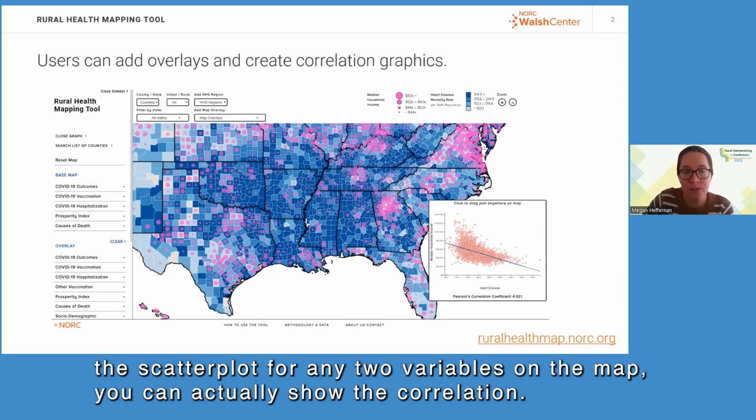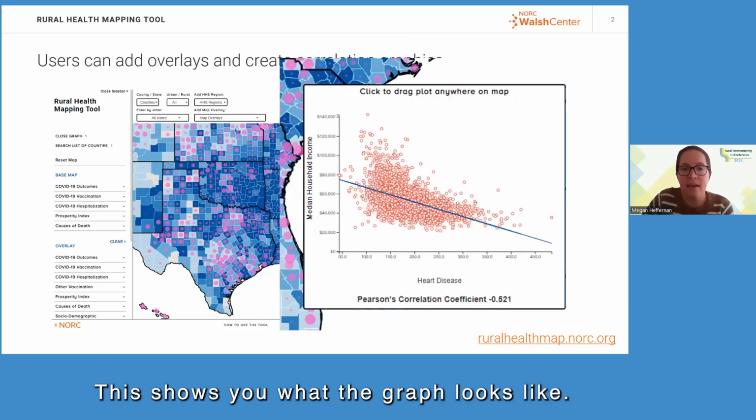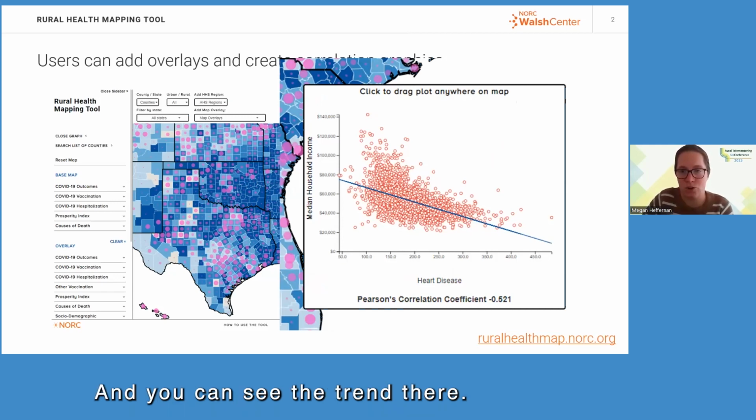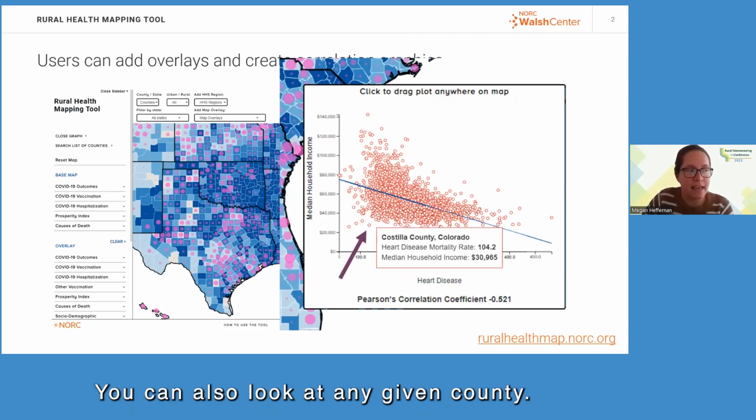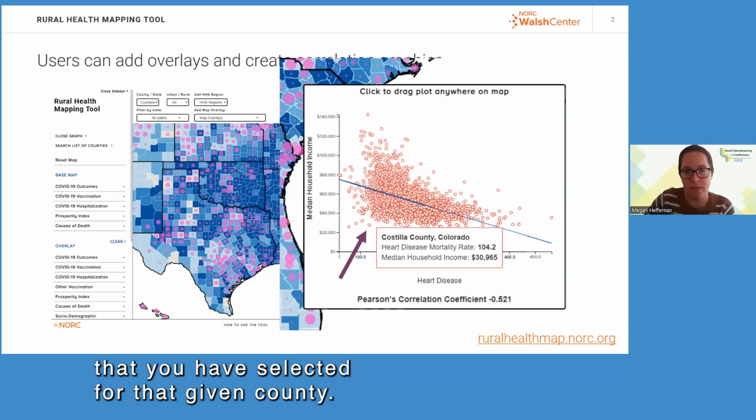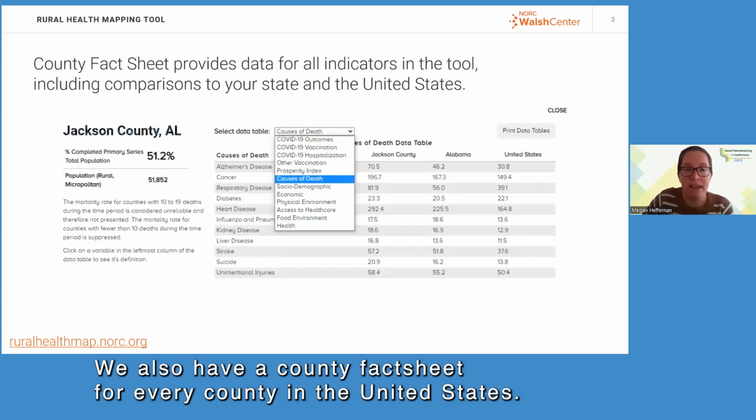For any two variables on the map, you can actually show the correlation. So I'll zoom in here a bit. This shows you what the graph looks like. So again, it compares median household income and heart disease, and you can see the trend there. You can also look at any given county. So if you hover over one of the counties, it will show you the data points that you have selected for that given county.